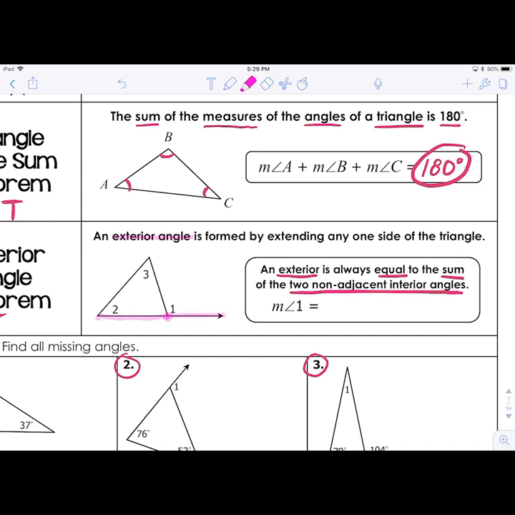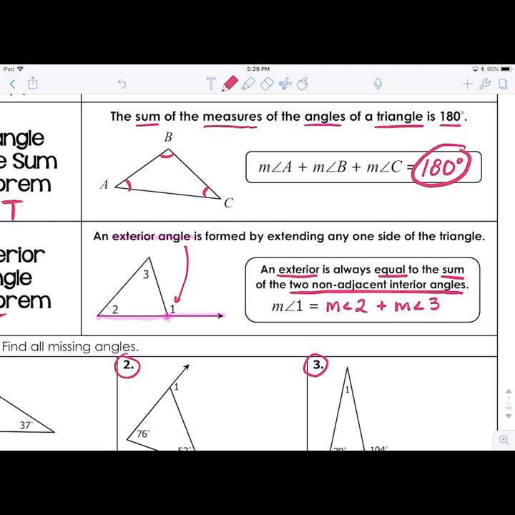It creates this angle right here, which is angle 1. Angle 1 is the exterior angle. And this theorem says that the measure of angle 1 will equal the sum of the two non-adjacent interior angles.